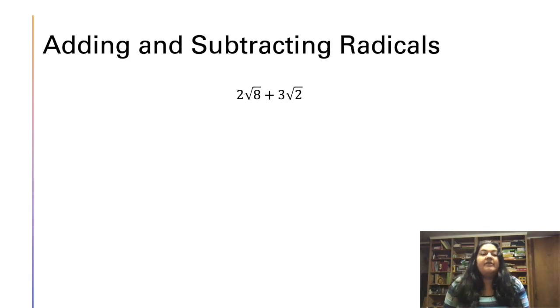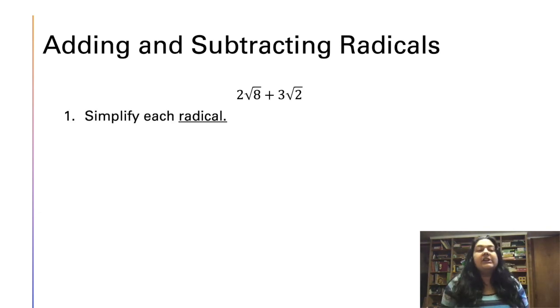So here I have 2 times the square root of 8 plus 3 times the square root of 2. Do they have the same index? Yes, they are both the square root, but do they have the same radicand? No, they do not. I have the radicand of 8 and a radicand of 2. That looks like it's not going to work, but let's see if we can simplify and make it work.